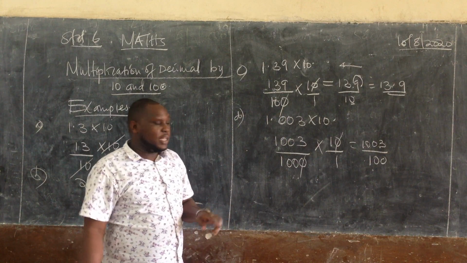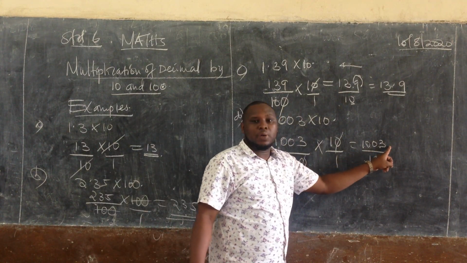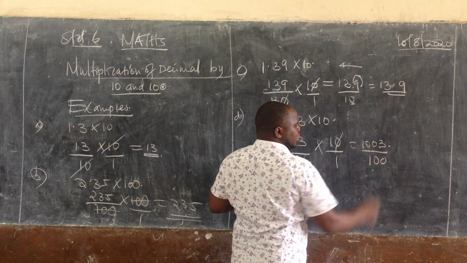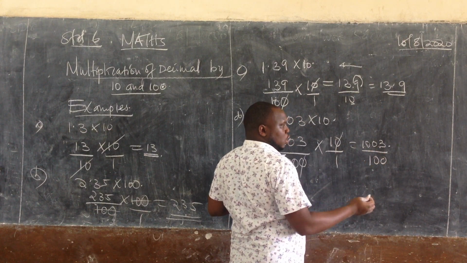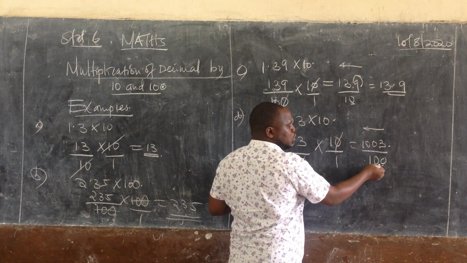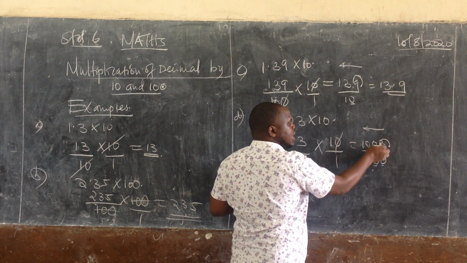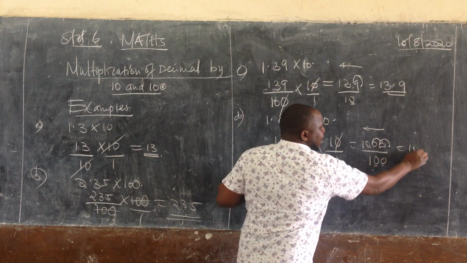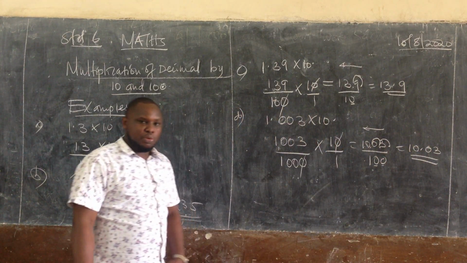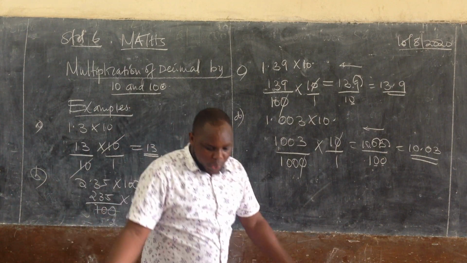Remember what I said? The decimal point of our number is found here. Because this is our number 1003, the decimal point is there. We are dividing, so the decimal point will move backward. How many times? 1, 2. Equal to the number of zeros. 1, 2. So this is going to be 10.03. And 10.03 is going to be the answer in that case. We do another one, learner.